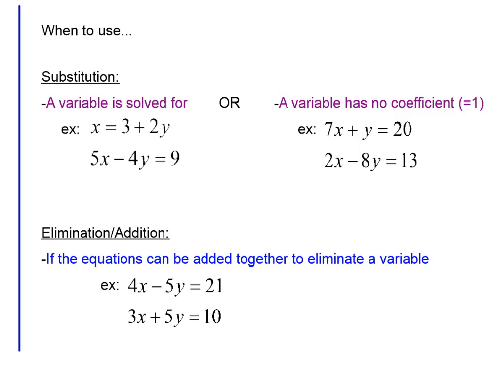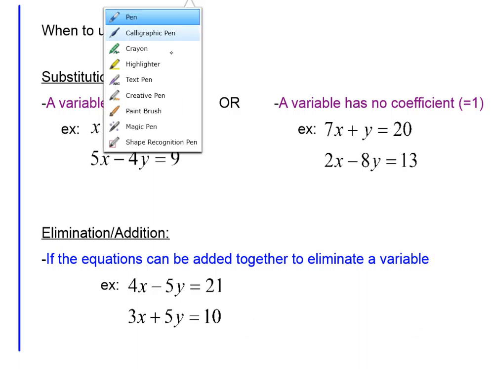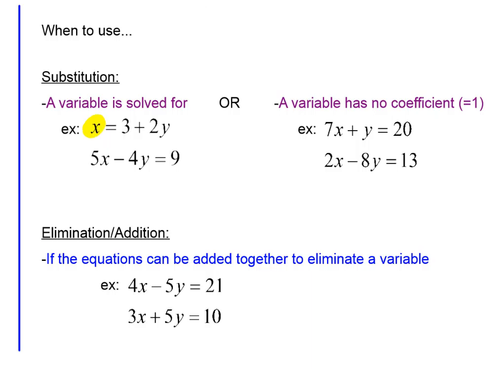Here are some hints and strategies. Substitution works best when a variable is already solved for. What I mean by solved for is that one of the equations already has just x equals or just y equals. Another situation is if you notice that there is a variable with no coefficient, like this y. This problem would be very easy to turn into y equals 20 minus 7x. Then I'm ready to substitute.